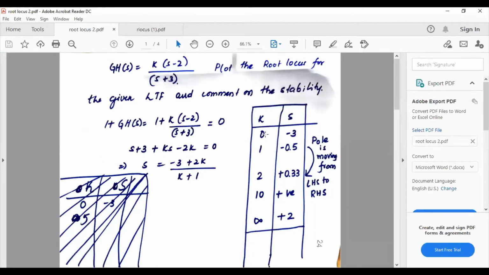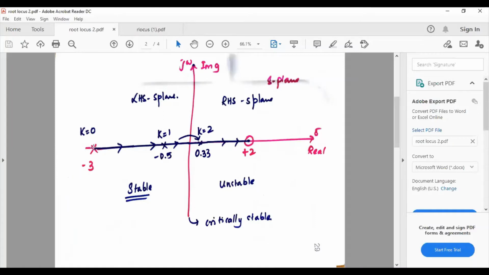See, one more thing, I have changed k from 0 to 1. It is not mandatory that you take only 0 to 1. You can take 0, 0.001, 0.002, 0.003. You can make 1,000, 10,000 calculations. Those calculations will yield a closed loop pole which is moving in this fashion. So for k equal to 1, we have come to minus 0.5.